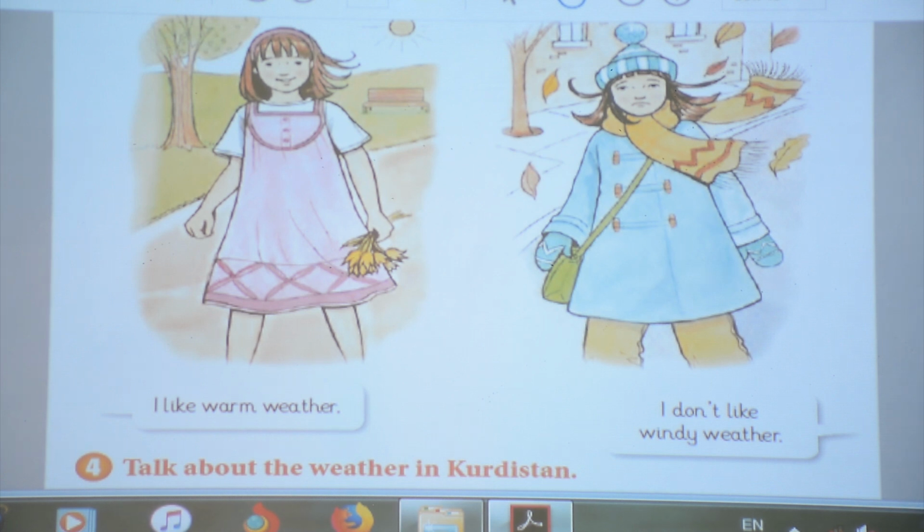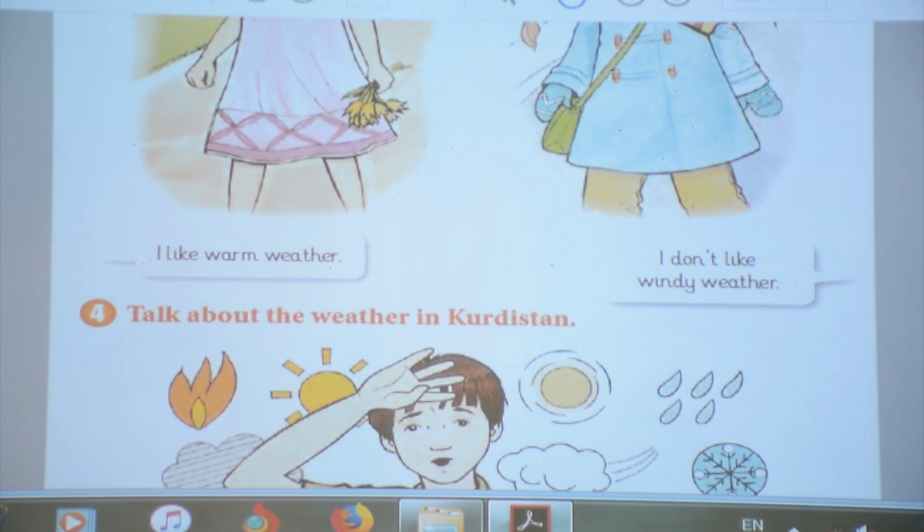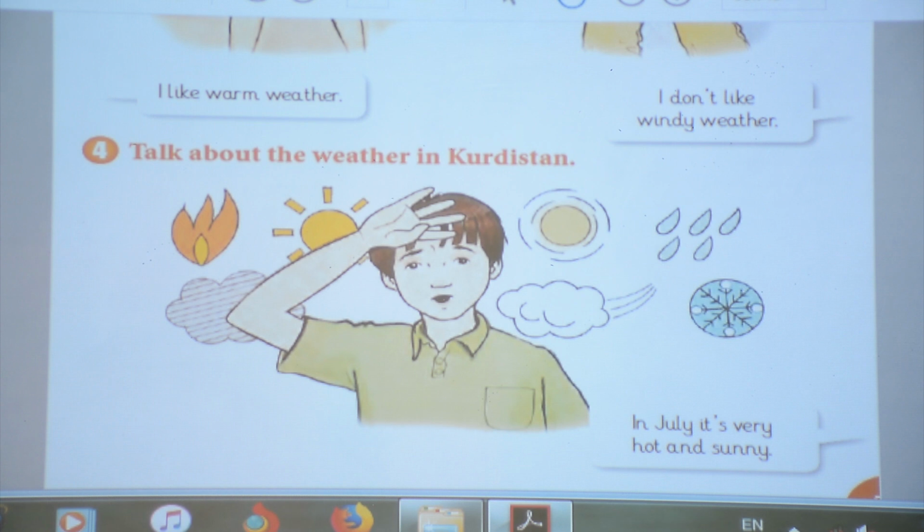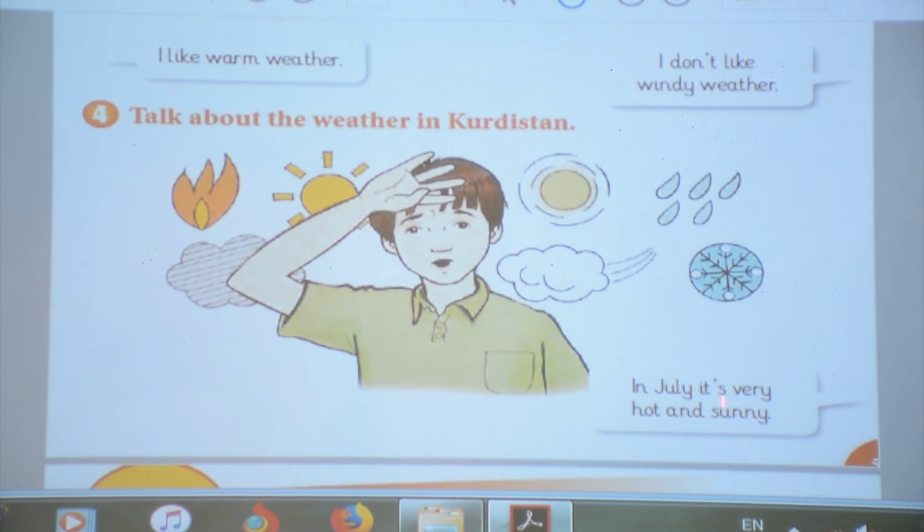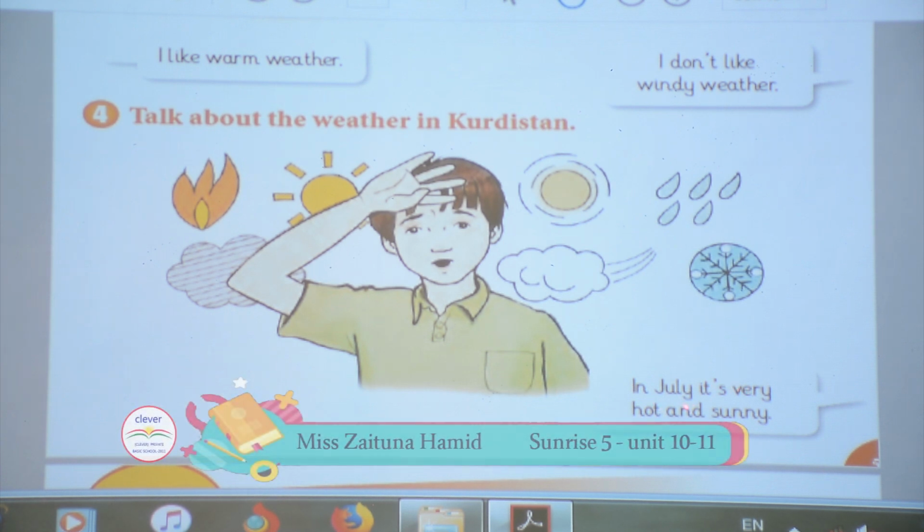If you look at the weather, this one is windy weather and this one is sunny weather. Okay, you know? Number 4, talk about the weather in Kurdistan. We know in Kurdistan in July it's very hot and sunny.